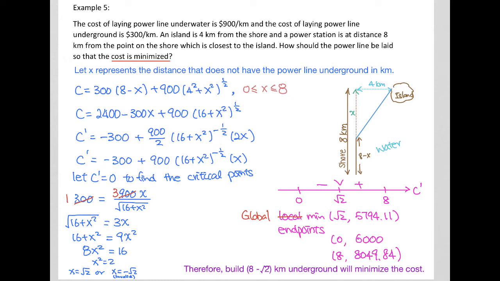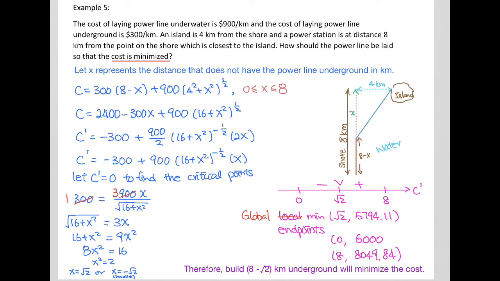After we have the diagram, we are going to generate the equation for the cost, which is what we are trying to minimize. The cost will be the price for the power line under the ground plus the cost for the power line that is built under the water. The price for the cable under the ground will be $300 times the distance underground. So we say x is the amount of distance that doesn't have the power line, which means the amount of power line under the ground will be a minus x.